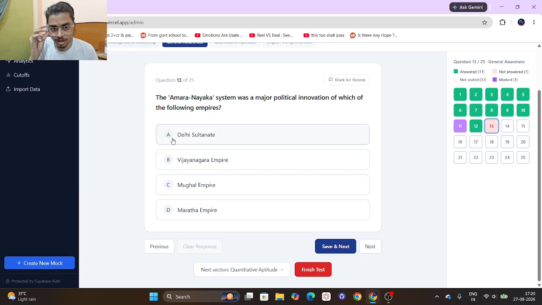It cannot be issued. Amar Nayaka system was a major political innovation of which of the following empires? Vijayanagar Empire. That much I know.